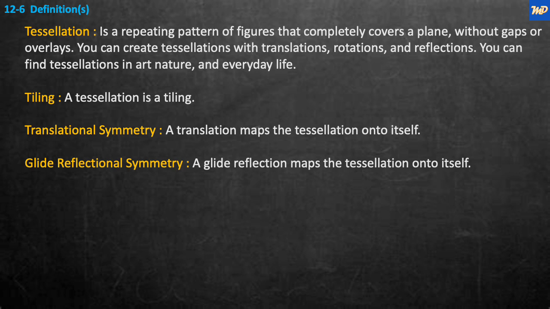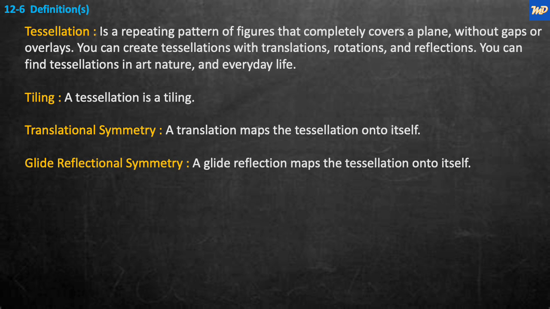Okay, let's start this review off with some definitions. First, a tessellation. A tessellation is a repeating pattern of figures that completely covers a plane without gaps or overlays. You can create tessellations with translations, rotations, and reflections. You can find tessellations in art, nature, and everyday life. Tiling is a tessellation. A tessellation is a tiling.